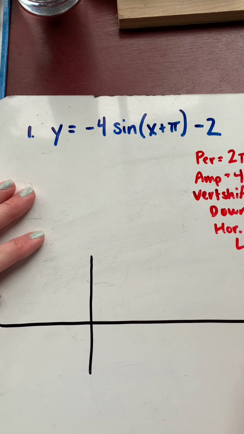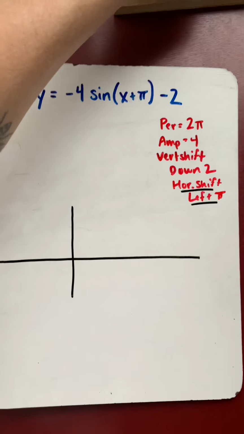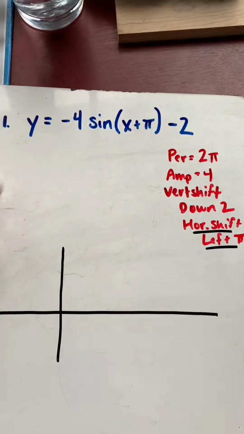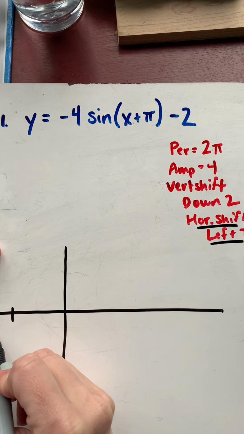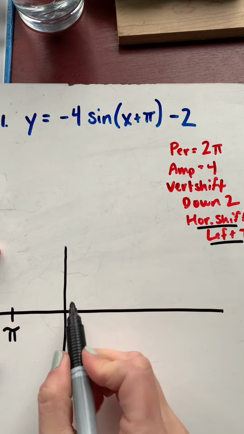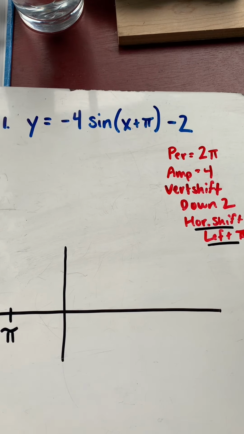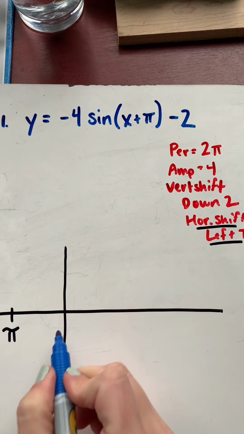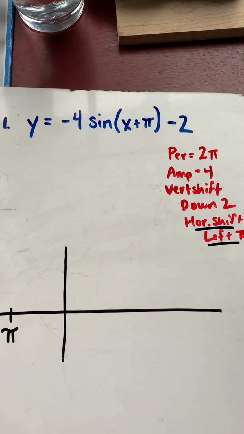So when I graph these, the first thing I'm going to deal with is my horizontal shift. That's the most difficult to get. So I know I'm going to be shifting to the left pi. So my beginning point is going to be -pi instead of 0. So again, I'm taking that original point of 0 and I'm backing myself up pi. So 0 minus pi is -pi.